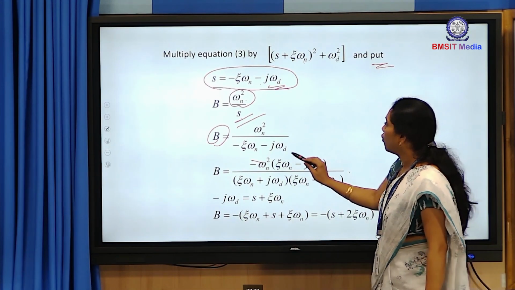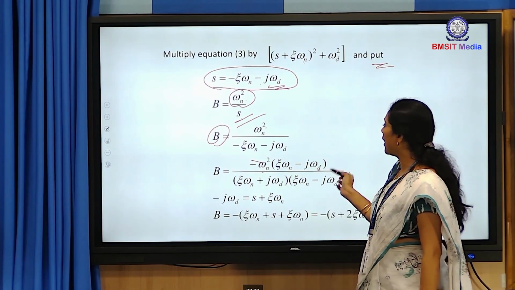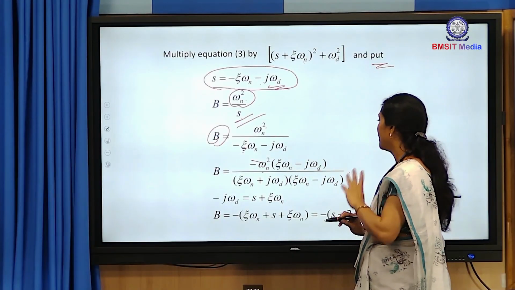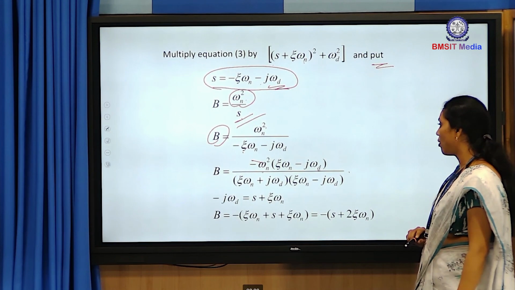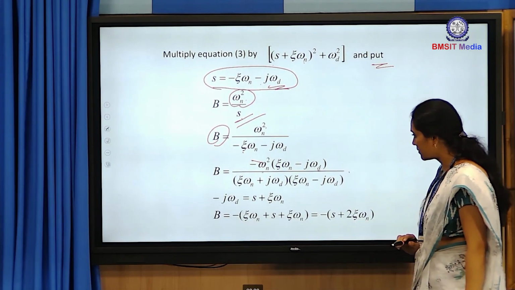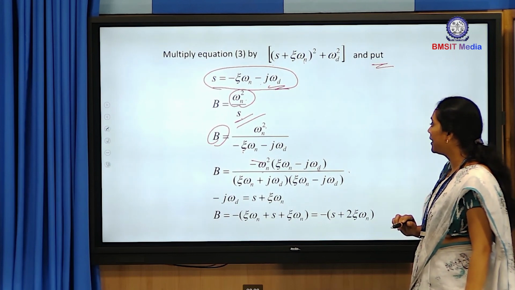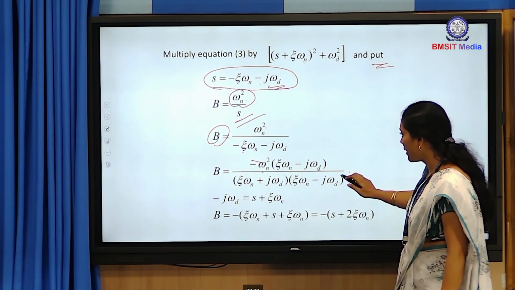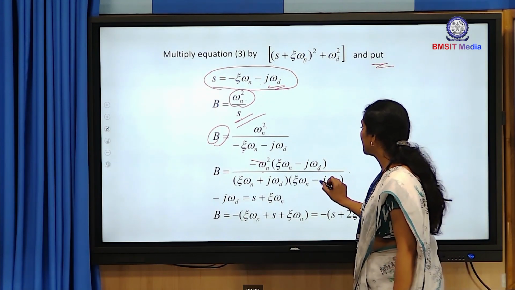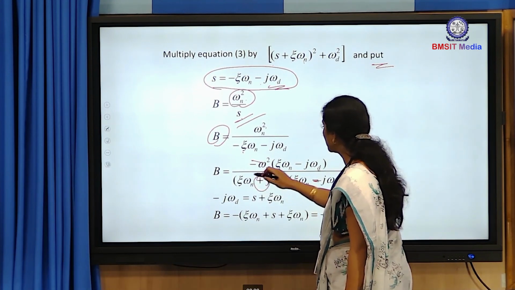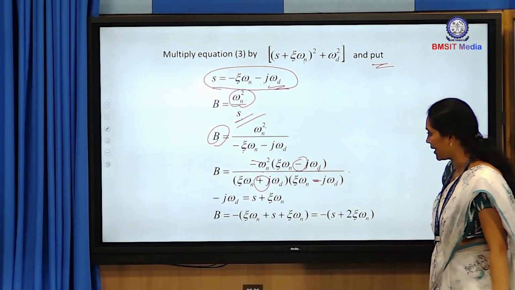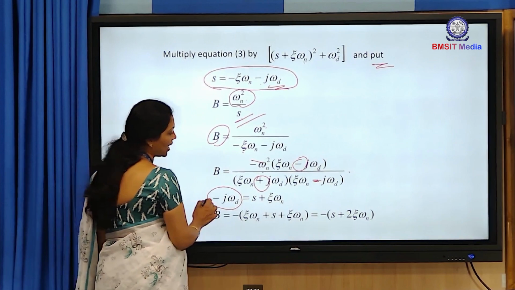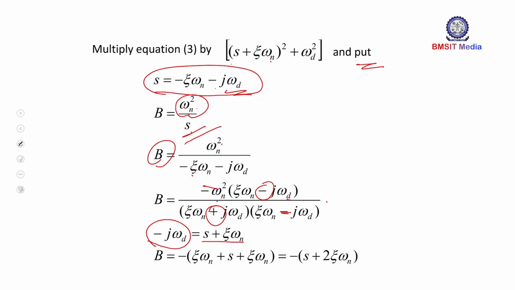Now let us write it here. Omega n square divided by what I am going to do here is minus zeta omega n minus j omega d is there. Both in the numerator as well as in the denominator, I am multiplying by that. By what am I multiplying? This I am going to multiply as a complex conjugate. So when I multiply that as the complex conjugate, in the numerator, since here minus is already there, I will be adding a plus here, and here I will be adding a minus sign. Now from this part, what is minus j omega d equal to? Minus j omega d will be equivalent to s plus zeta into omega n.